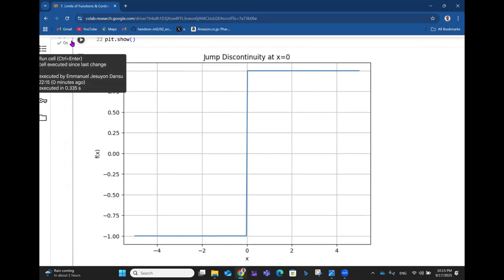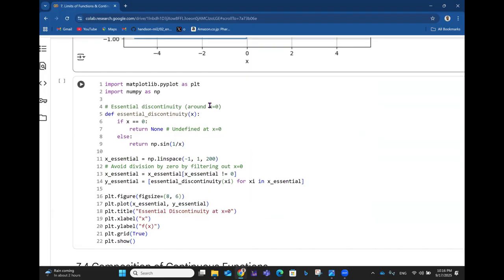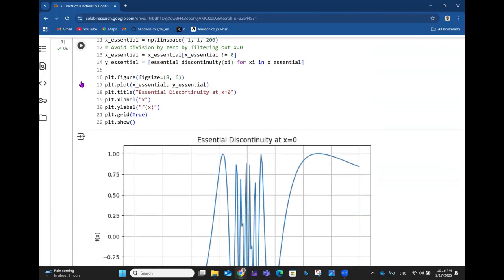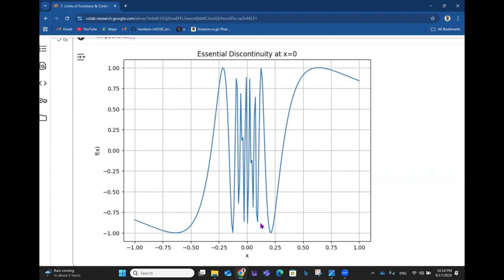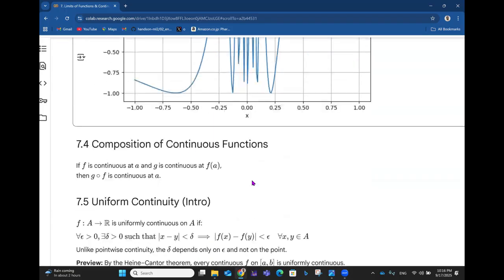You can see that as x is approaching 0, we have -1 maintained all the way. But when you get to 0 here, you have a switch over to this. And that's why at 0 there's a jump like that. That's jump discontinuity. For essential discontinuity, around x equals 0, from -1 to 1 in 200 divisions with sin 1 over x, you can see a kind of chaos happening around here. Things are hardly defined around that, and that is the idea of essential discontinuity.